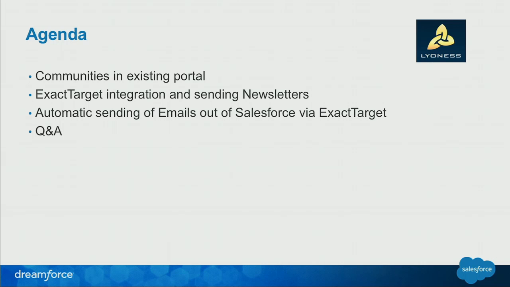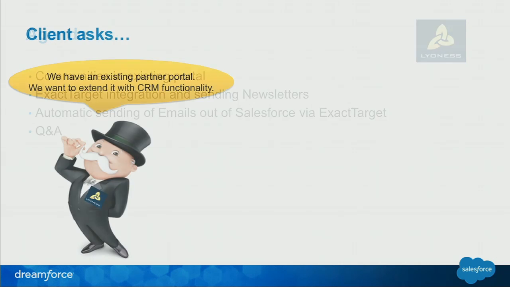So the three main points I want to talk about today are how to integrate a community into an existing partner portal, which is not Salesforce based, how to integrate the community with ExactTarget to allow the users to send out emails or newsletters, and how to automatically send out emails with ExactTarget via the API. And at the end, we'll have a Q&A session.